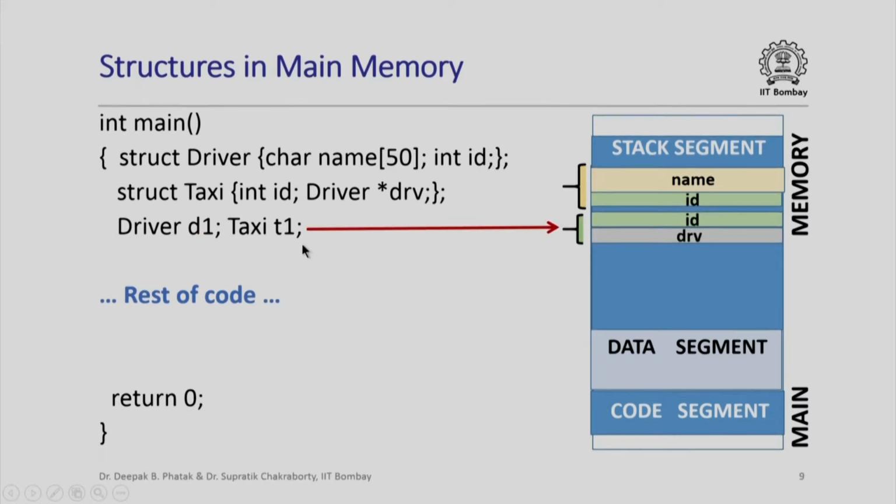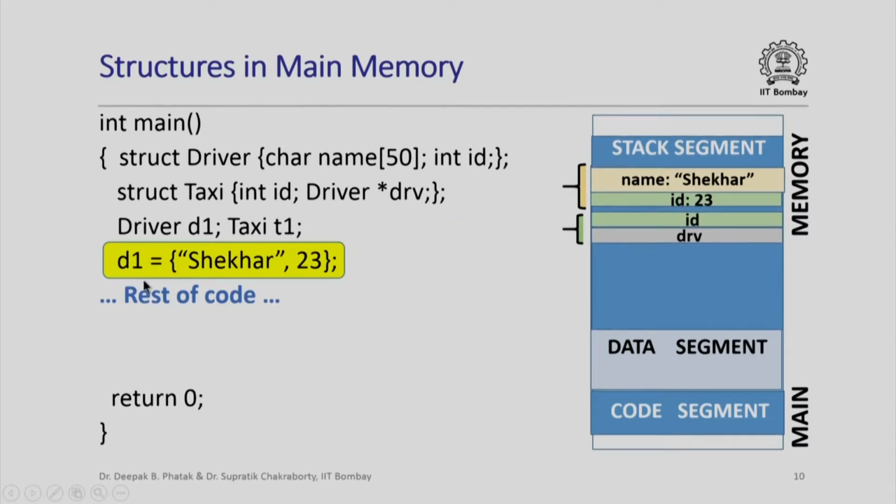Similarly, the variable T1 will have space allocated in the stack segment because it is a local variable of main, and in this space there will be space for the member ID and also space for the member DRV. Note that DRV being a pointer, we need only 4 bytes for storing its value. So the space required for storing the value of DRV is the same as the space required for storing the value of ID. This is an integer, the other is a pointer.